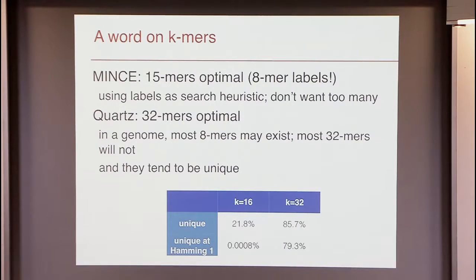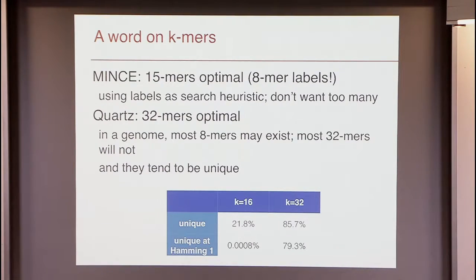You don't want there to be too many of them. Quartz found 32-mers were optimal, and that's because they're being used in a different way. They're being used to look for Hamming 1 neighbors. So if we think about a given genome, it's not unlikely that all possible 8-mers may exist. If we go even smaller, we expect that all 4-mers probably exist in a given genome. But most 32-mers may not. And when they do, they tend to be unique or almost unique, with the exception of tandem repeats and low complexity regions and so on.